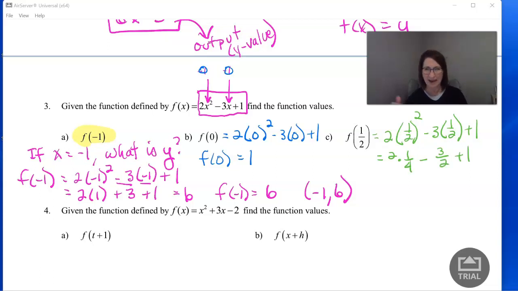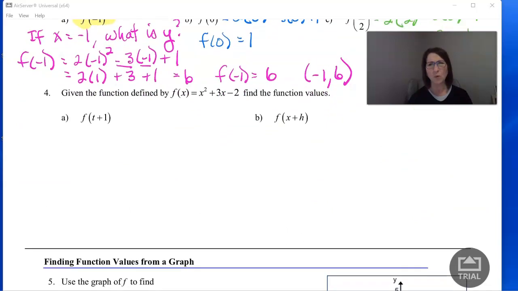Well, anytime I have a fraction times an integer, I put that integer over 1 so that when I'm multiplying, I can reduce. Okay, that makes life a little bit easier. Now I have common denominators, so I'm going to have 1/2 minus 3/2, which is a negative 2/2, plus 1. Well, negative 2/2 is just negative 1 plus 1. That whole thing equals 0. So f of 1/2 is equal to 0.